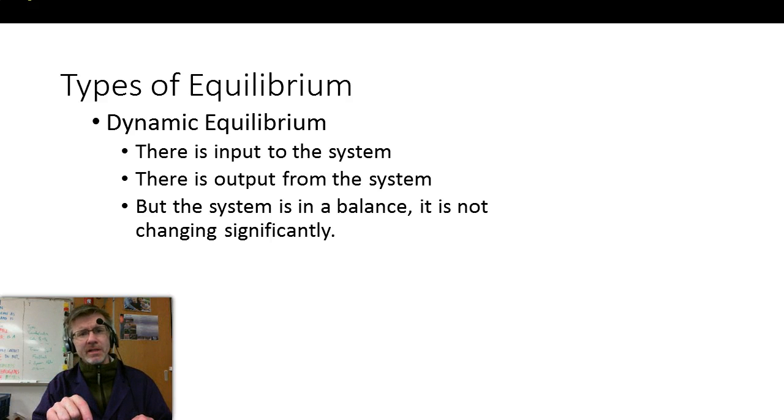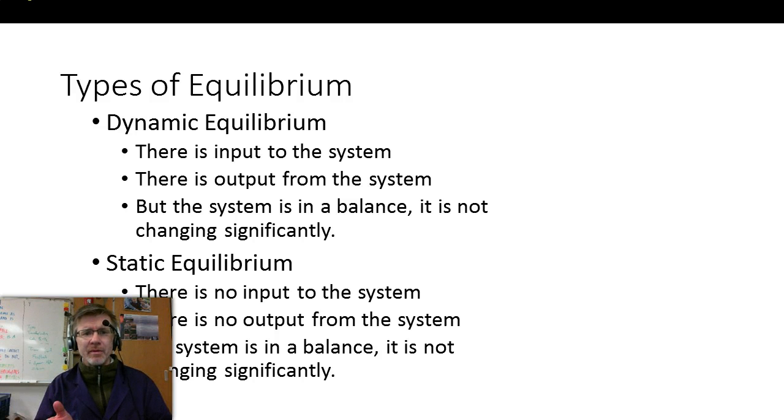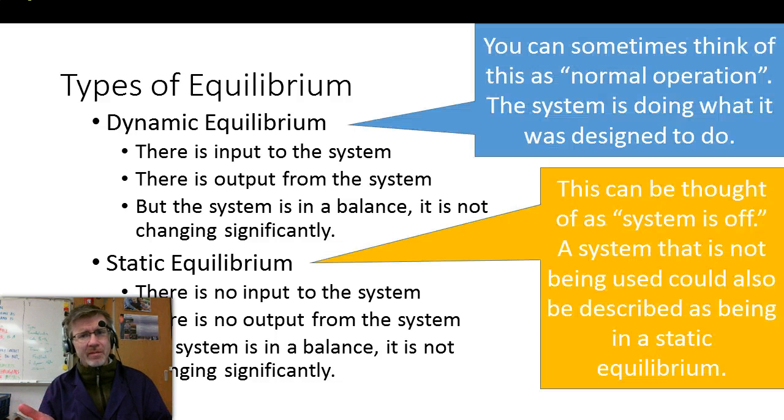You have input to the system. You have output from the system. So the system is like running, right? But it's still in balance. It's not changing significantly. I mean, the system seems to be okay. So that's a dynamic equilibrium. A static equilibrium is no input, no output. So boring, almost. But the system is in balance. I mean, it's not changing significantly. If you walked away, it wouldn't look much different when you came back. Those are equilibriums, both of them, but they're different.